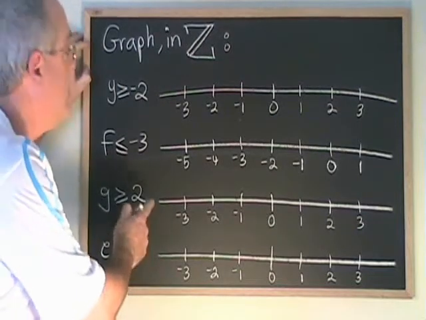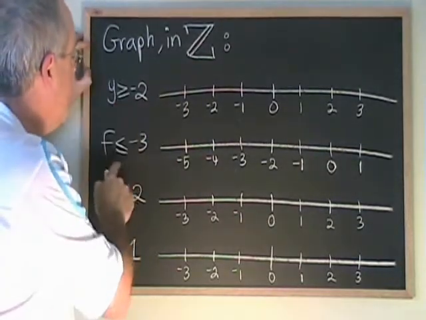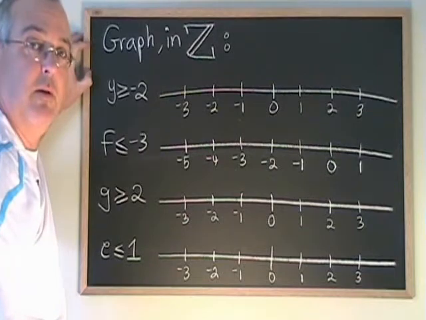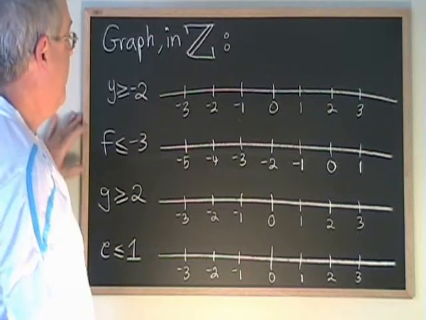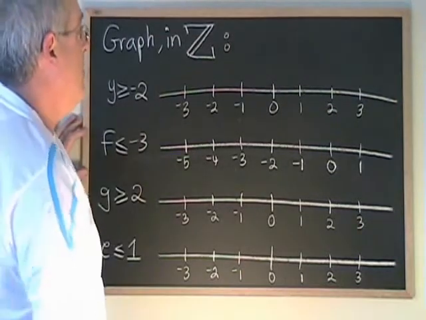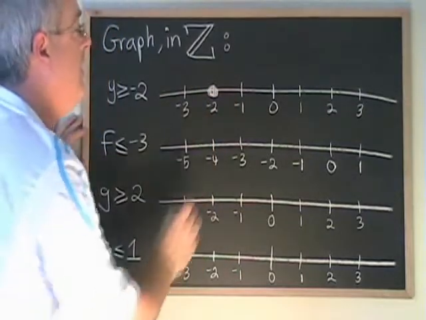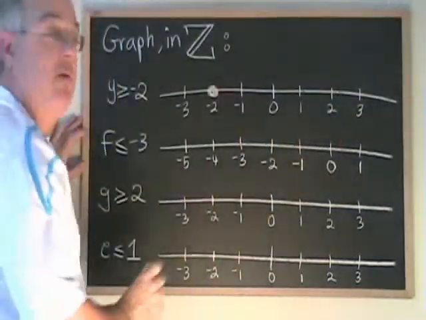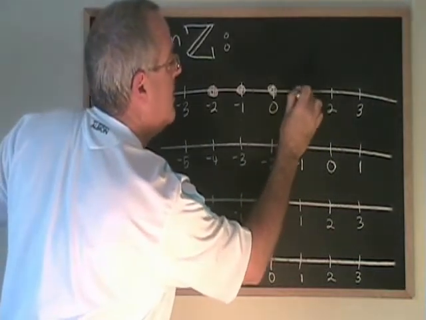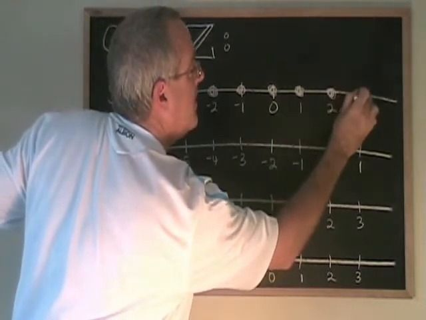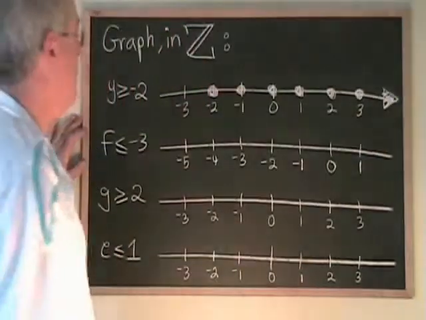Here are some more examples where we are graphing on the number line within the universe of integers. These examples have greater than or equal to and less than or equal to symbols. Things will work very much the same way with only slight differences. y greater than or equal to -2. -2 is equal to -2, so it's part of the answer. And then all the numbers greater than -2 are part of the answer, going on forever in the positive direction.